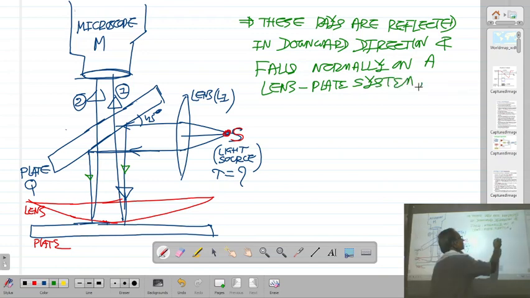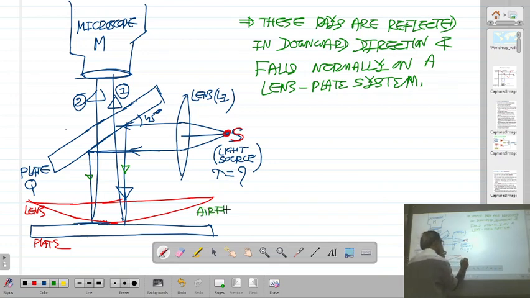So these parallel rays of light incident on the glass plate at 45 degrees will be reflected in the downward direction, and these reflected rays will fall normally on the lens and plate system. Now what will happen? There is an air film between the lower surface of the lens and the upper surface of the plate. So one ray is reflected from the upper surface of the air film and the second ray is reflected from the lower surface of the air film. These two reflected rays interfere and produce interference.